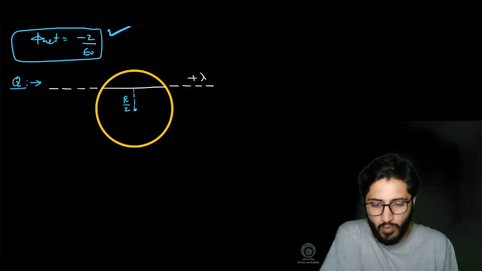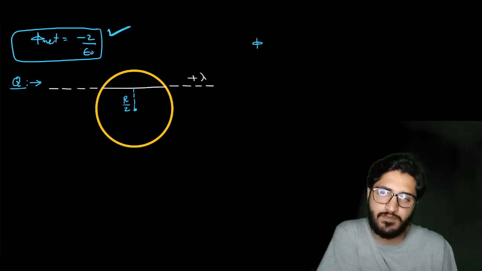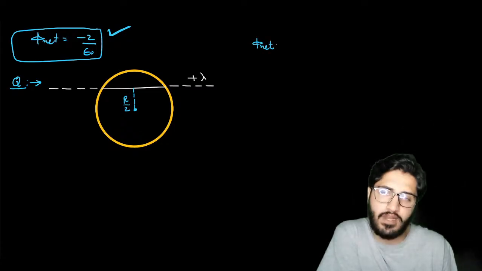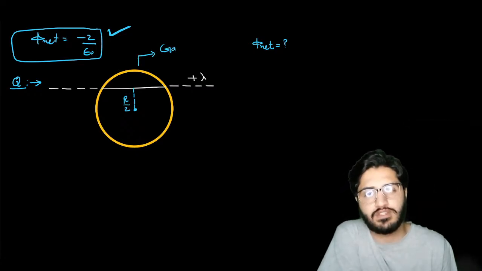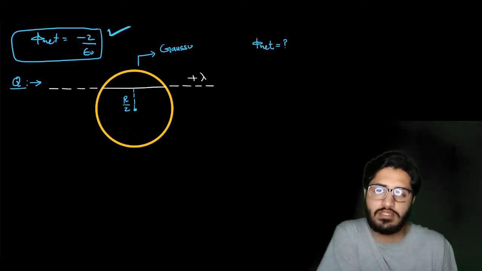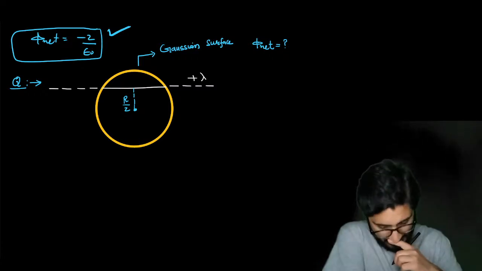What we need to find out is the net flux through this surface. So this particular circle represents the Gaussian surface, because we are applying Gauss's law here. Okay, look now how we can get it.